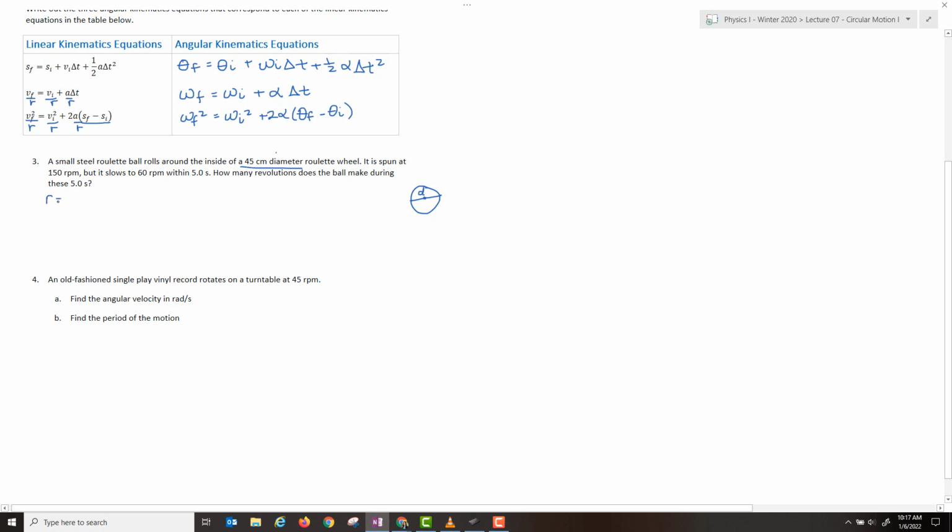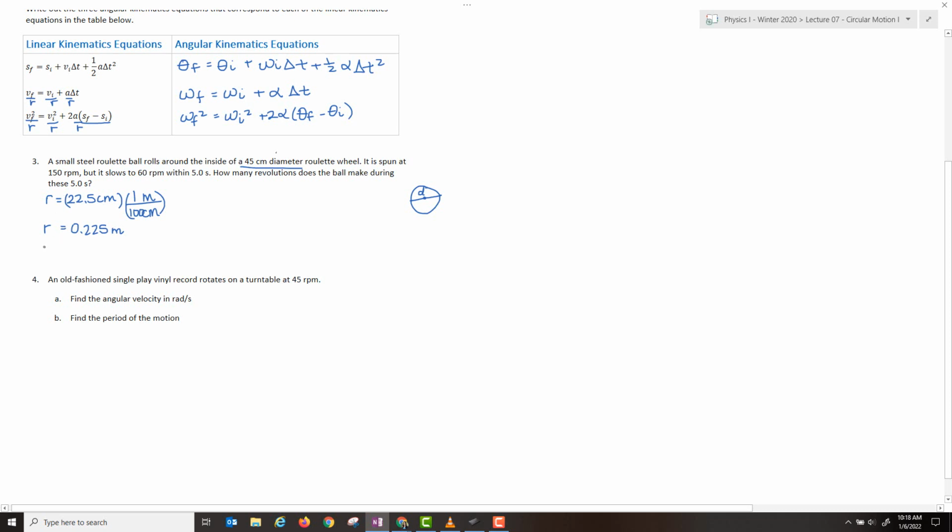So my radius would be half as much. So that's 22.5 centimeters, but we need to convert that to meters. So I'm going to put centimeters in the denominators, meters in the top, and I end up dividing by 100 because there's 100 centimeters in 1 meter. So I get that my radius is 0.225 meters. It is spun at 150 RPM, but it slows to 60 RPM.